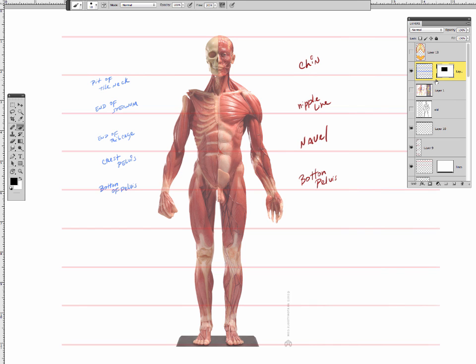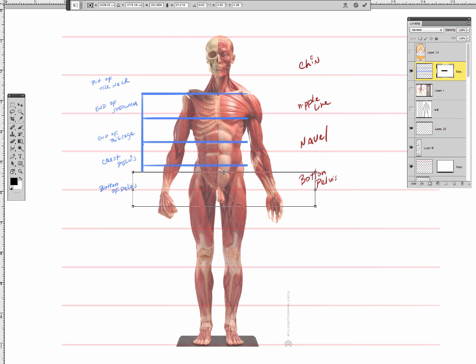So the rib cage will start at the pit of the neck, which is here, where the collarbone is placed, and if we measure, the next point will be the end of the sternum, which is there. In this figure, it's a little bit lower. The next one will be here. This will be the end of the rib cage, and the next one will be the crest of the pelvis, and the last one, of course, is the bottom of the pelvis.